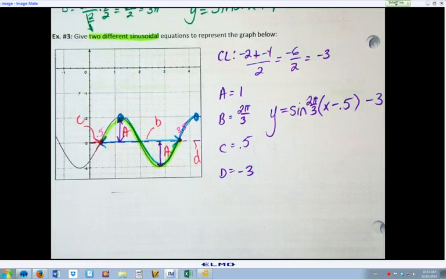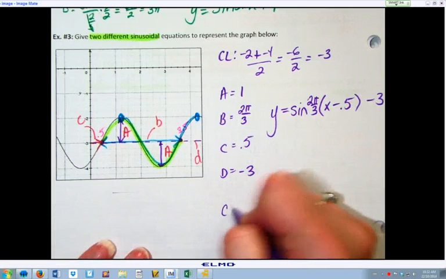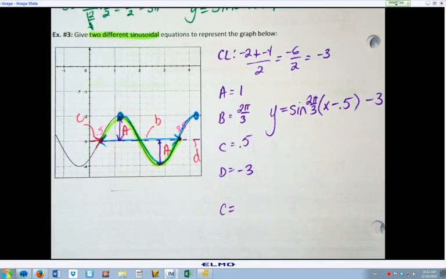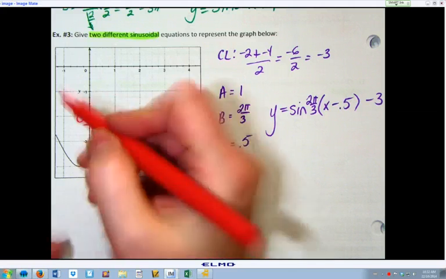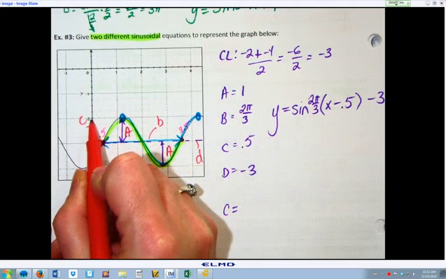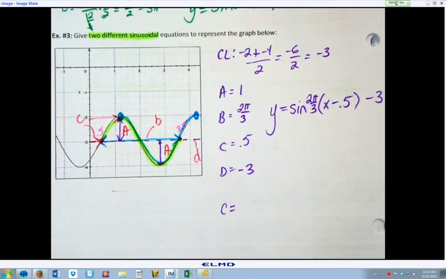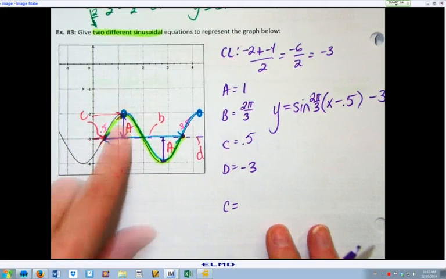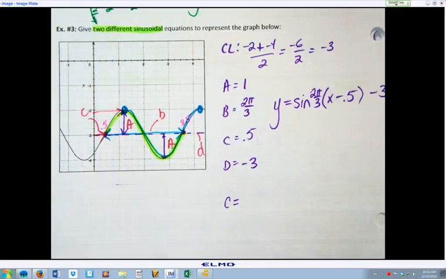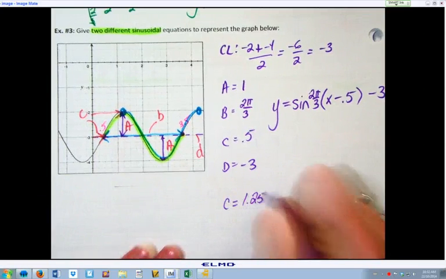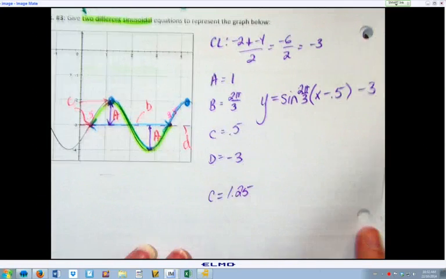Well, A is the same, B is the same, D is the same. All I need to worry about is C. What's the definition of C? Distance from the y-axis to the starting point. How much did we just push this little guy over? So we have 1.25, so C would be 1.25. Are we all okay with that value?